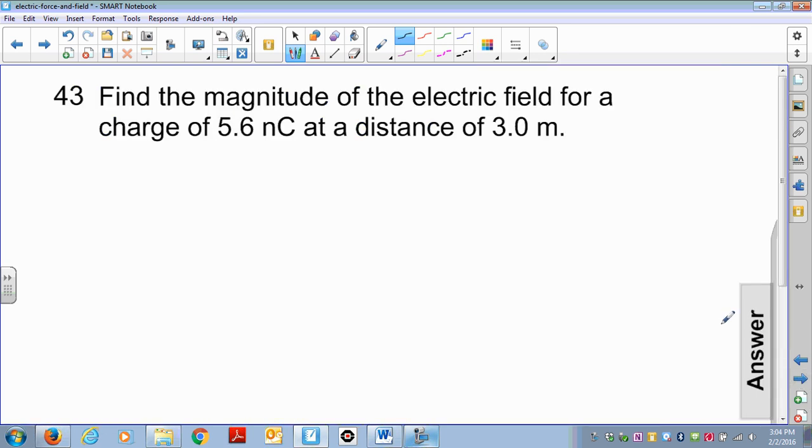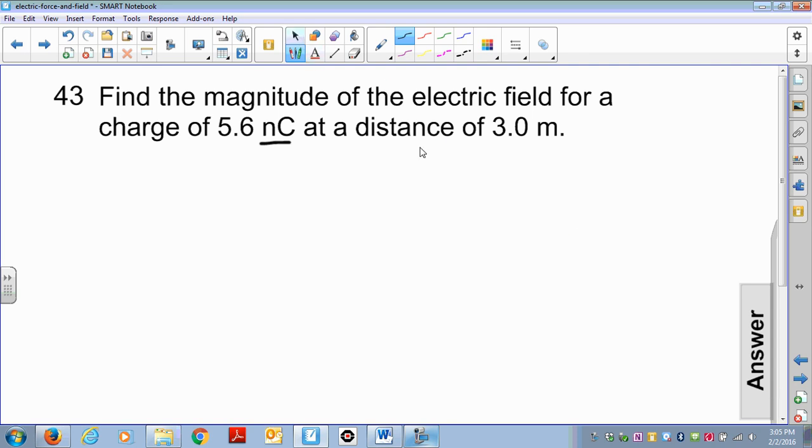So let's go ahead and do an example. Find the magnitude of the electric field for a charge of 5.6 nanocoulombs at a distance of 3.0 meters. Okay, go ahead and pause the video, but before you do that, make sure you convert nanocoulombs to coulombs. Go ahead and pause now.